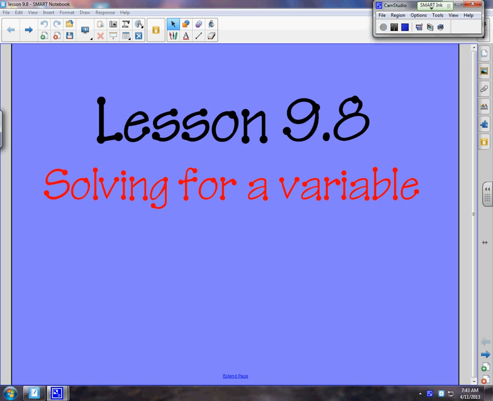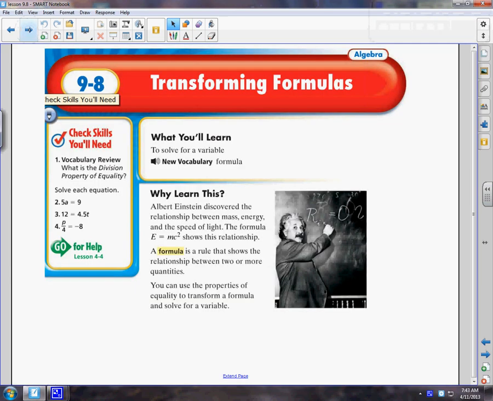Hey guys, this is lesson 9.8. It is called Solving for a Variable. Solving for a variable is the same thing as transforming a formula. You are going to see this word formula, so I want you to copy that down. A formula is a rule that shows the relationship between two or more quantities.